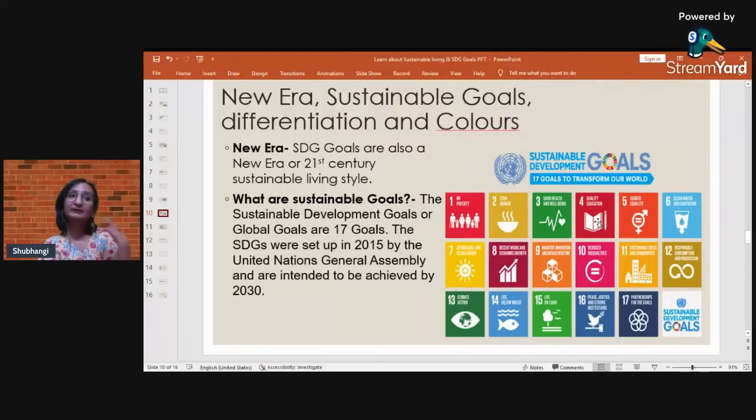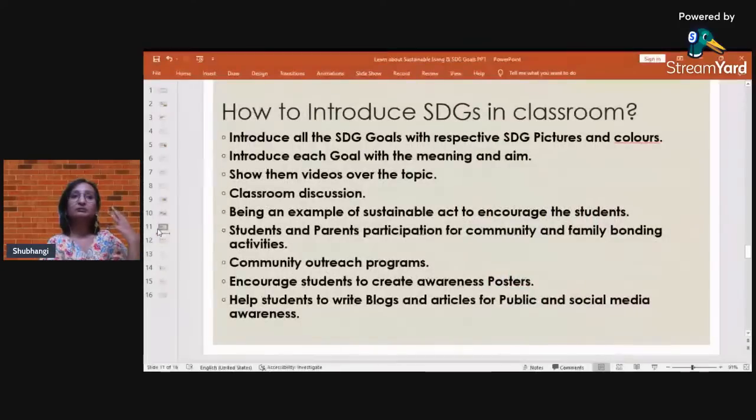How can we make them aware about the colors and the numbers and the particular goal? We need to show them the pictures. How would you like to introduce it? Maybe you would like to show it in a video, maybe you would like to give the pictures. You would like to discuss one goal in a session, or one goal in a day, maybe. It's up to you. How would you like to introduce all 17 goals in your classroom?